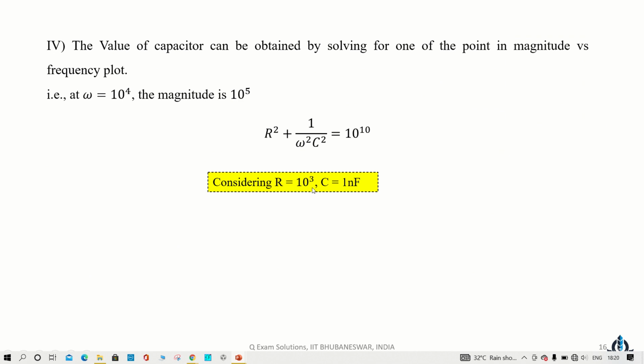From before, we already found the R value is equal to 10 to the power 3 at high frequency. So you put the R value here, and the frequency you know is 10 to the power 4. From there you can get C equal to 1 nanofarad.